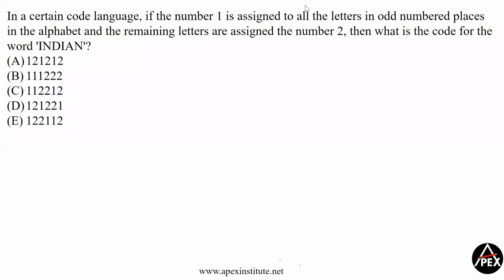Guys, the answer is not A, because you need to assign the numbers 1 and 2 as per their odd numbered places in alphabetical order, not in this word, isn't it? So Indian. Okay, so the number corresponding to I is 9, N is 14, D is 4, I is again 9, A is 1, and N is 14, isn't it?